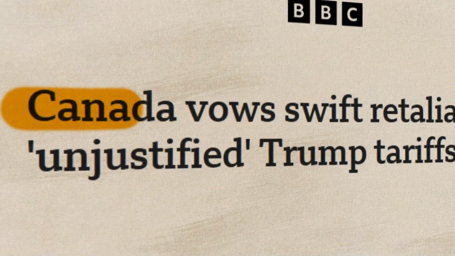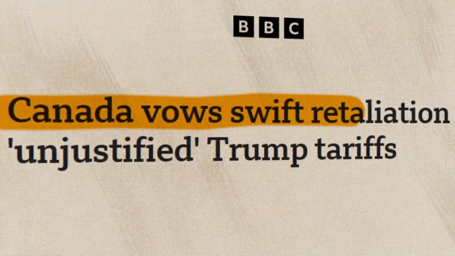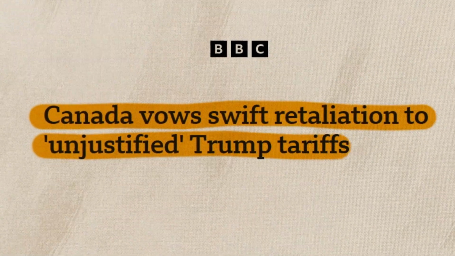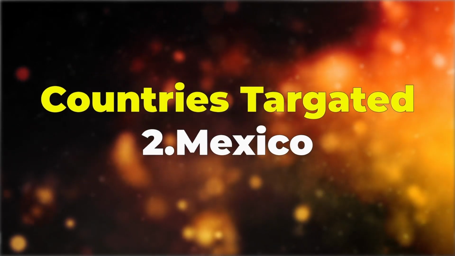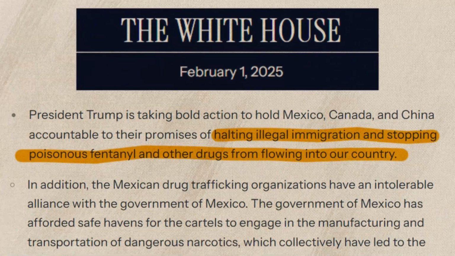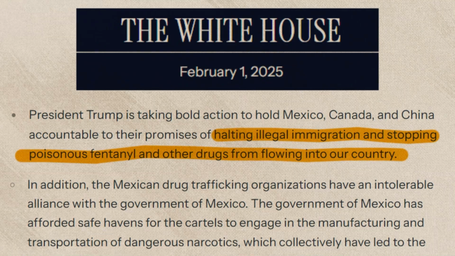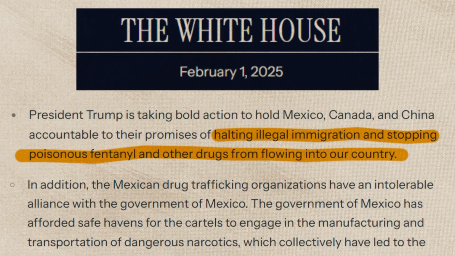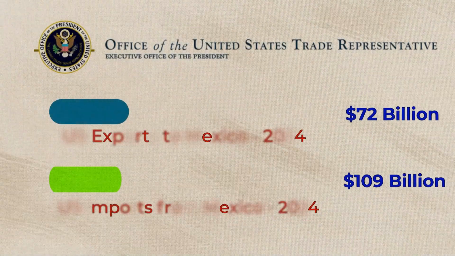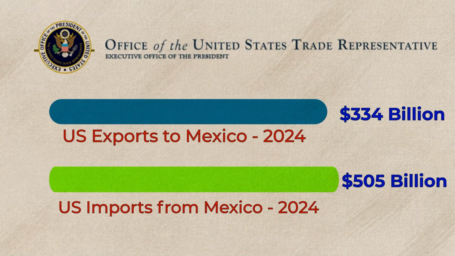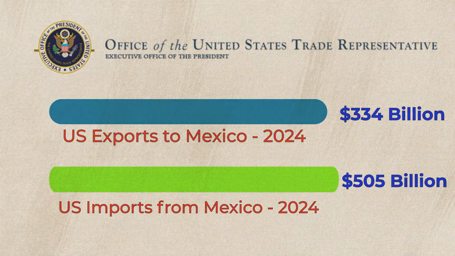However, these actions have sparked controversy, fears of increased costs for American families, and retaliatory measures from Canada. For Mexico, the concerns were different. Trump's administration pointed to illegal immigration and drug trafficking as key issues, arguing that Mexico needed to do more to stop the flow of migrants and illicit drugs into the US. Additionally, the long-standing trade imbalance was a major factor, as the US has a significant trade deficit with Mexico.